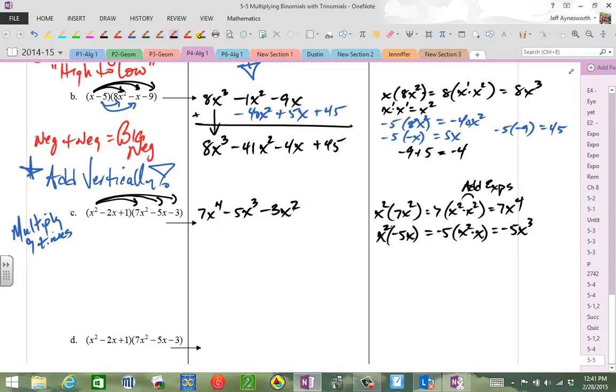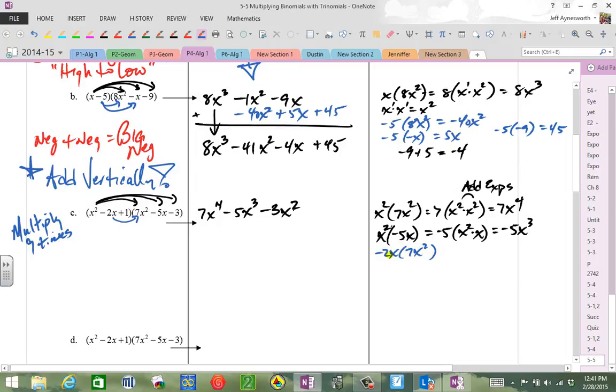Switching colors to blue. All right, I've got to distribute the second term 3 times. So here we go. Negative 2x now. Not 2x, but negative 2x. So you look in front of it. If I was adding 2x, then it'd be positive, but I'm subtracting 2x, so that term's really negative. So negative 2x times 7x squared. Negative 2 times 7 is negative 14. X times x squared is x cubed. So negative 14x cubed.